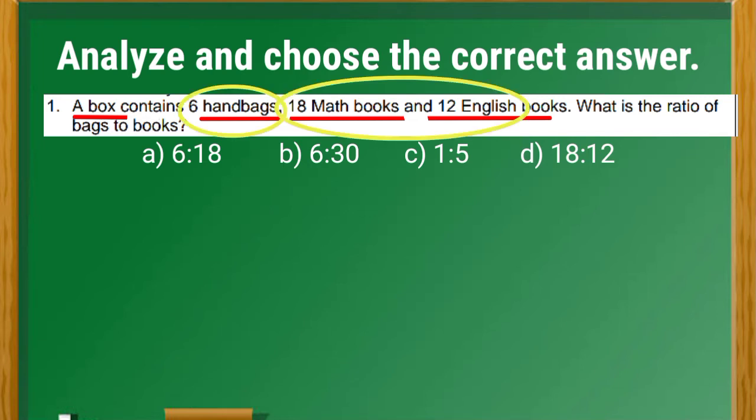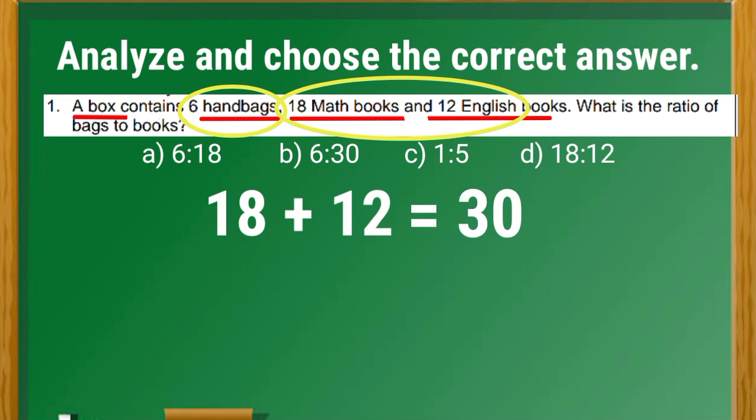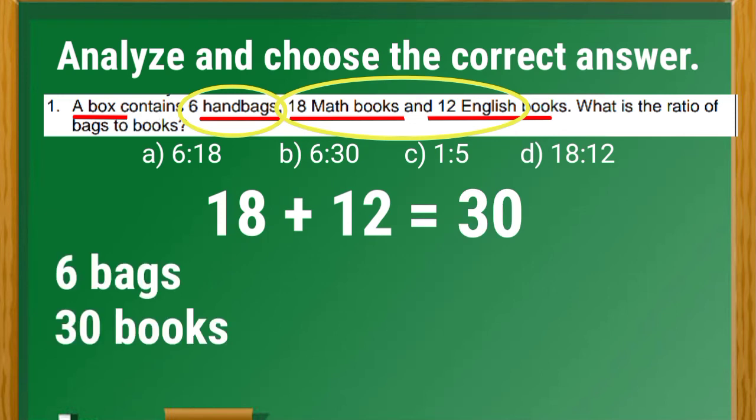In the problem, there are 6 handbags, 18 math books and 12 English books. But the question is, bags to books. So you are going to add 18 math books and 12 English books. So 18 plus 12 is 30. So there are 6 bags and 30 books. So what do you think is the answer?